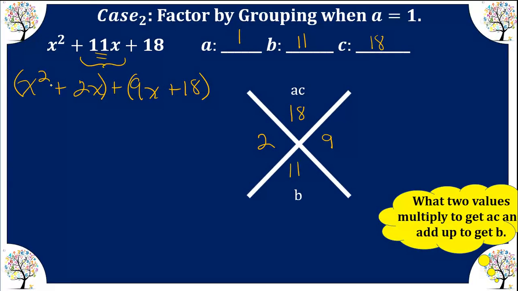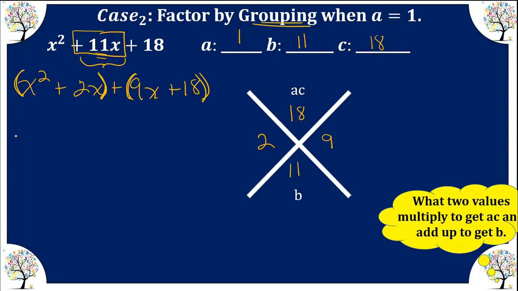So now, step 1, we rewrote the middle term using 2x and 9x. Step 2, we put grouping symbols around the first 2 terms and the last 2 terms. This is where the term grouping comes from. We group these 2 terms and the 2 last terms. The third step is to factor out the GCF from each of these groupings.